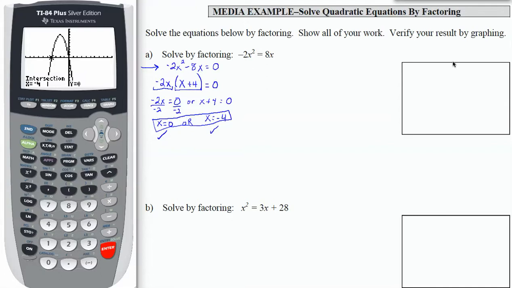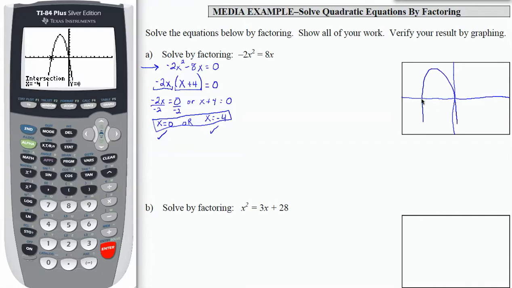So what I want to do over here in my graphing space is just to draw my axes here, my x-axis, my y-axis, and then let me get a fairly good shape on this parabola.